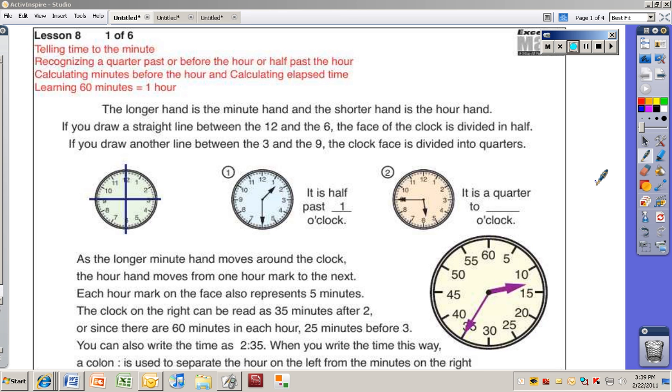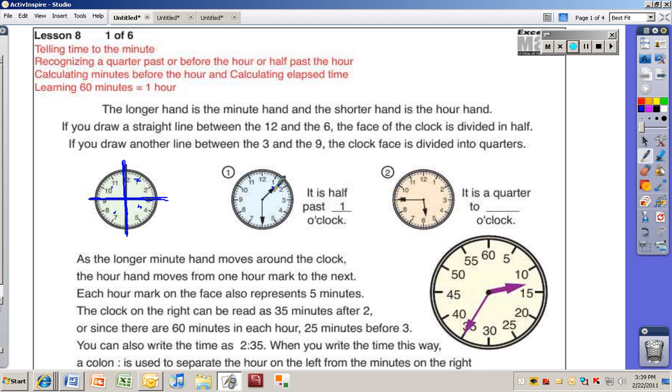The longer hand is the minute hand and the shorter hand is the hour hand. If you draw a straight line between the 12 and the 6, the face of the clock is divided in half. So right here, I'm dividing the clock into half. If you draw another line between the 3 and the 9, the clock face is divided into quarters or fourths. So now we have 4 equal pieces. That's in fourths.